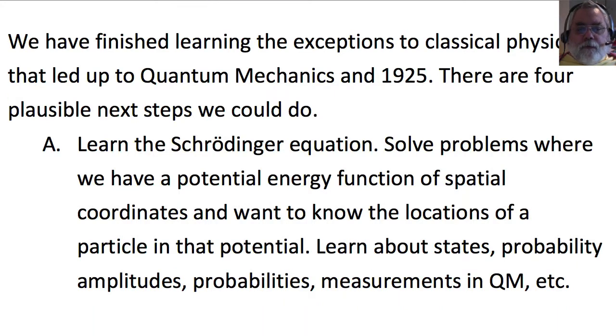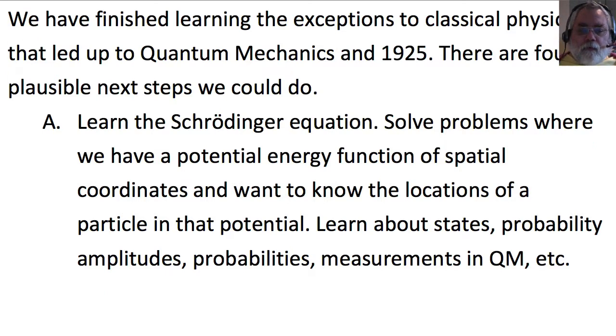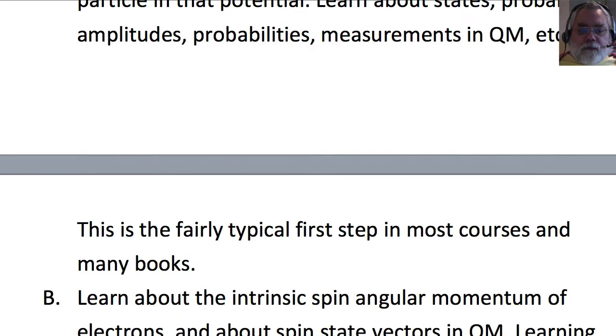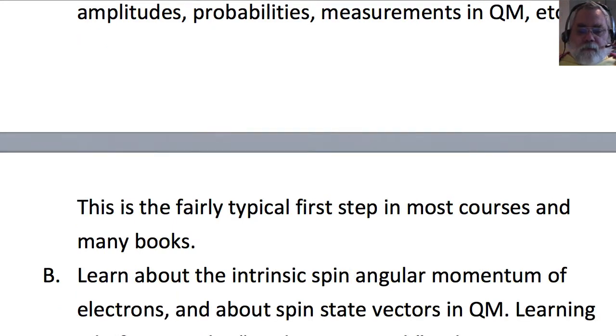We've finished learning the exceptions to classical physics that led up to quantum mechanics in 1925. There are four plausible next steps that we could do. We could learn the Schrodinger equation, solve problems where we have a potential energy function of spatial coordinates and we want to know the locations of a particle in that potential. We could use this to learn about states, probability amplitudes, probabilities, measurements in quantum mechanics, etc. This is a fairly typical first step in most courses and many books.